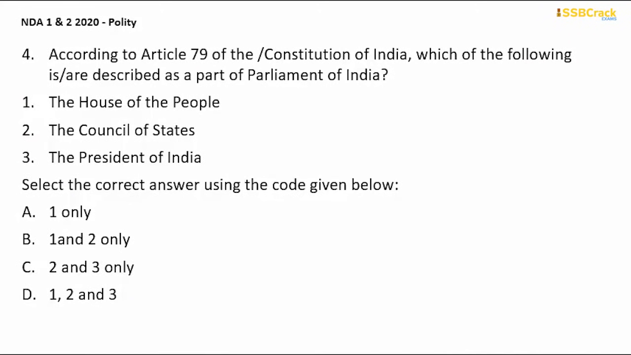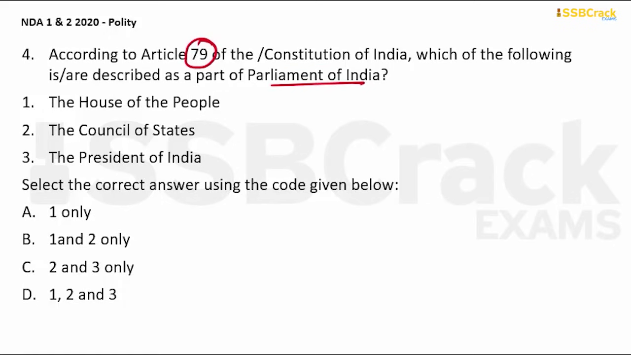Next question is, according to Article 79 of the Indian Constitution, which of the following are described as part of the Parliament of India? First, the House of the People. Second, the Council of States. And third, the President of India. Which of the following are collectively known as the Parliament of India?